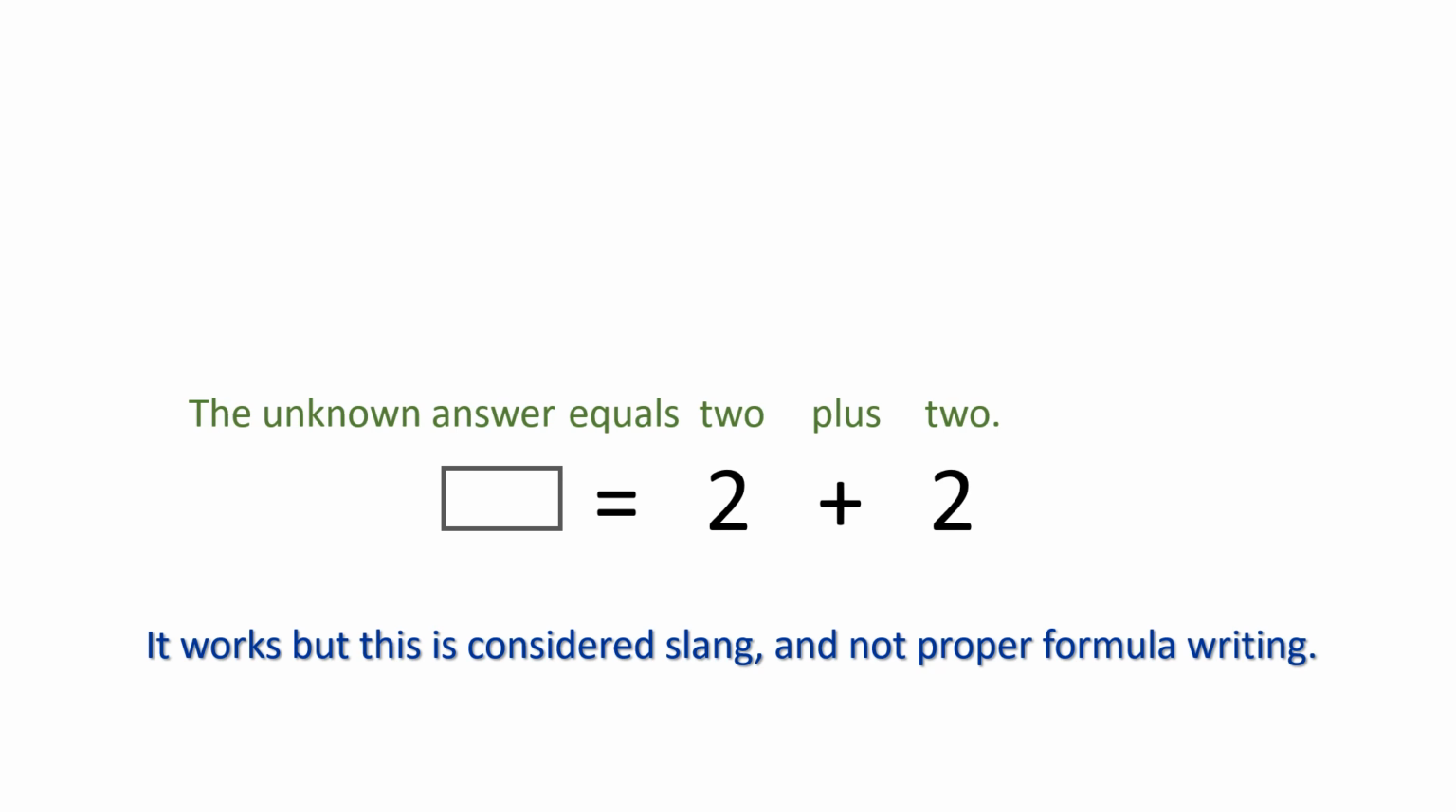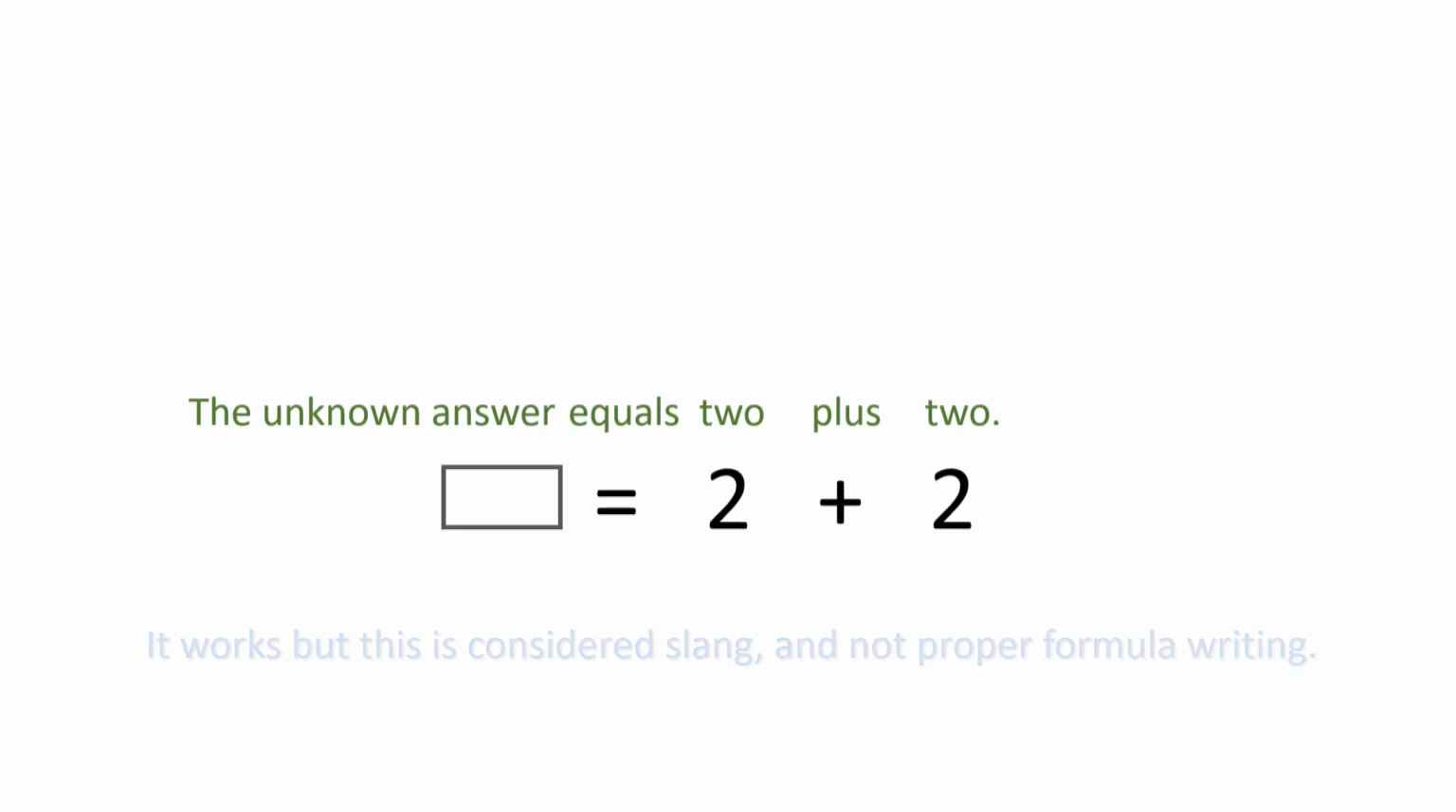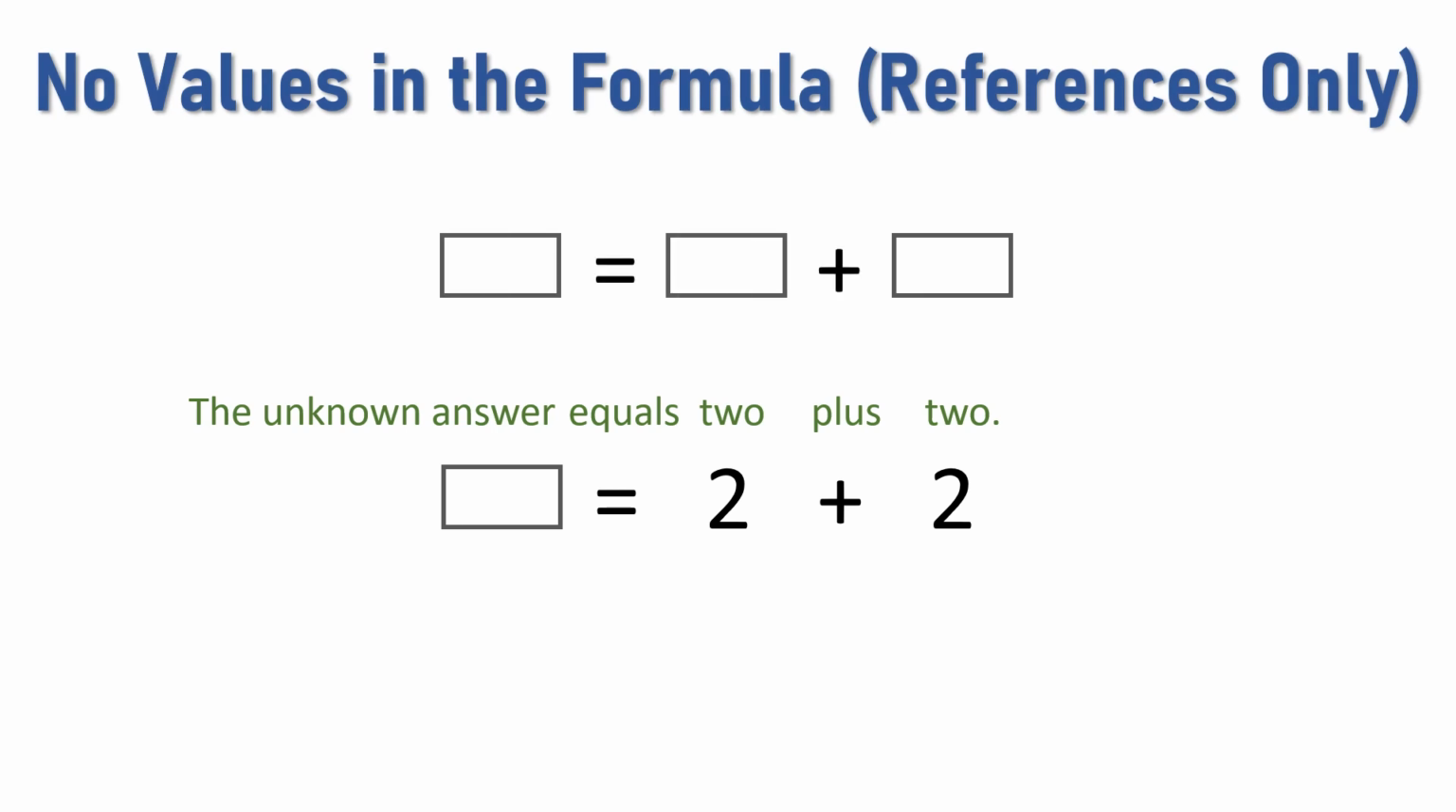Okay? So the next thing that we want to learn about Excel is that Excel does not want you to put the values in the formula. Now remember, the values are the actual data that we're working with, right? So in our case, we're working with the 2 and the 2. So Excel says, I do not want you to put the 2's in the formula. So how do we write the formula without the actual values?